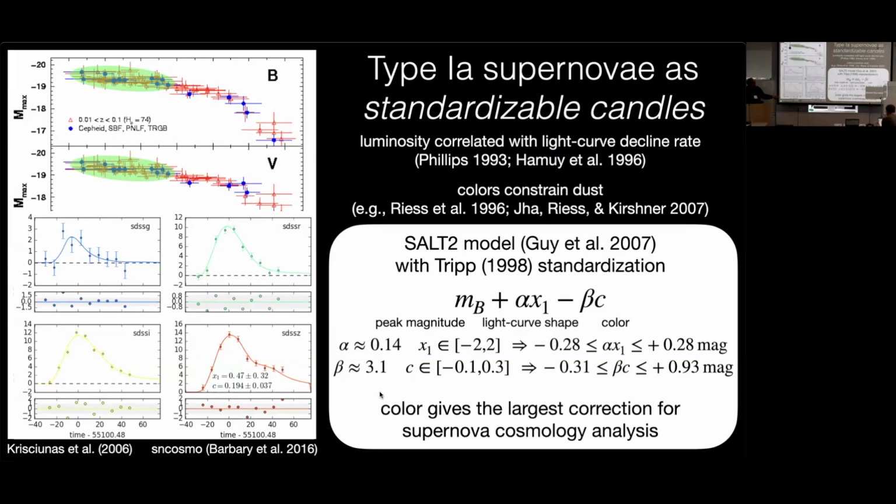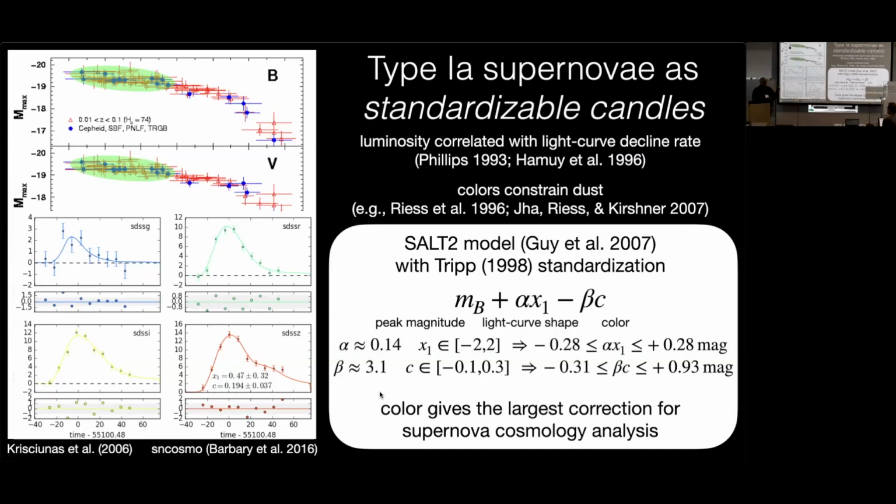And then for the color parameter, it's something like -0.1 to 3.3. This is about the B minus V color at peak. If you measure the standardization coefficients, alpha and beta, alpha is something like 0.14, and beta is about 3. And what you get is that the color correction beta times C is typically bigger than the alpha X1 correction for modern samples.